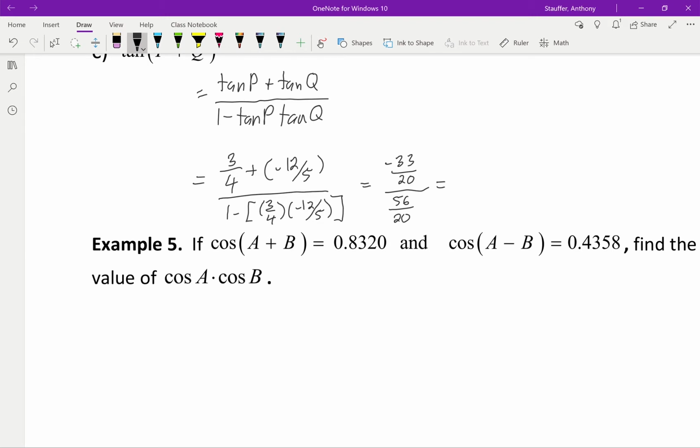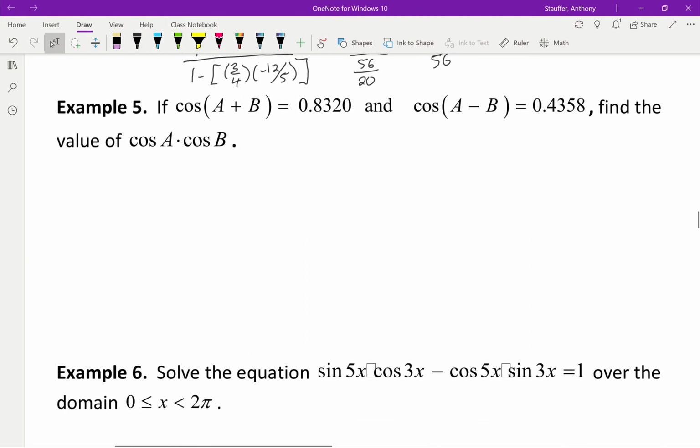Sorry, I have no idea why that cut out like that, but that gives us the negative 33 over 20, all over the 56 over 20, which is going to equal the negative 33 all over 56.